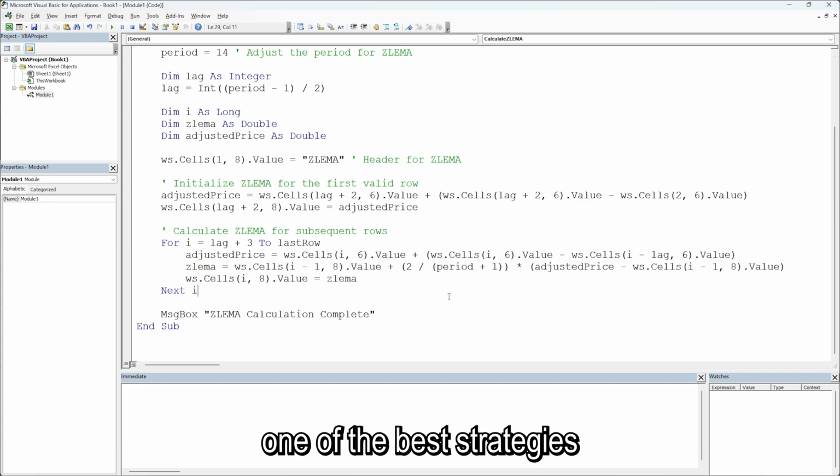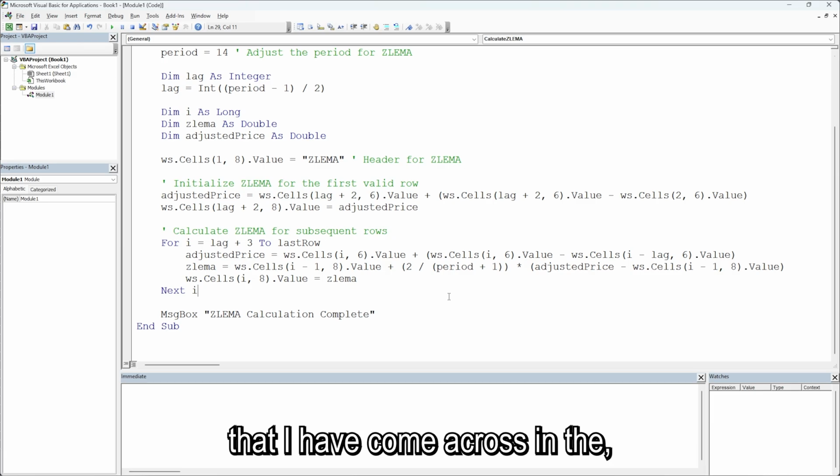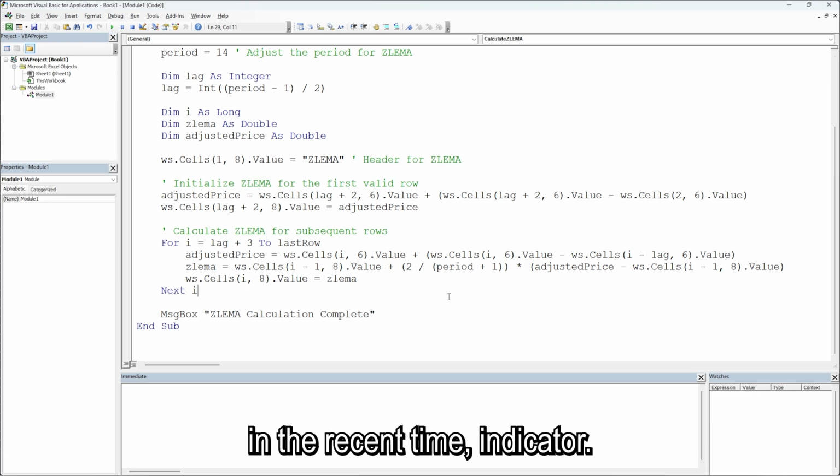I think this is one of the best strategies, or indicators, that I have come across in recent times.